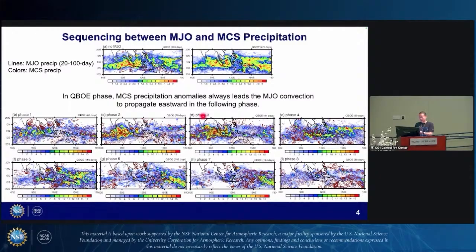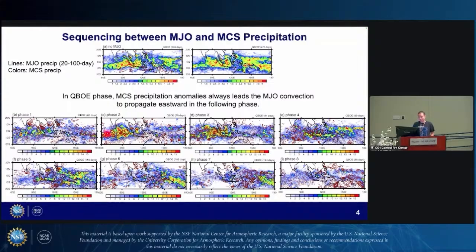Other than that, we can also do the same composite analysis for these two variables, but based on the RMM phase when the MJO is in the active phase, that is when the RMM amplitude is greater than 1.0. And these maps are showing the MJO days in the QBO east phase. In phase 1, the MJO convection is mostly here, and the MJO suppressed convection is west of the maritime continent region. But in phase 1, in the MJO suppressed convection, you already see some MCS activities here.